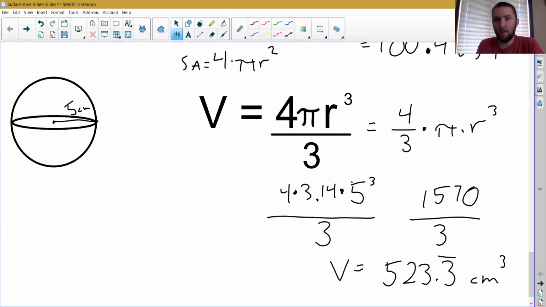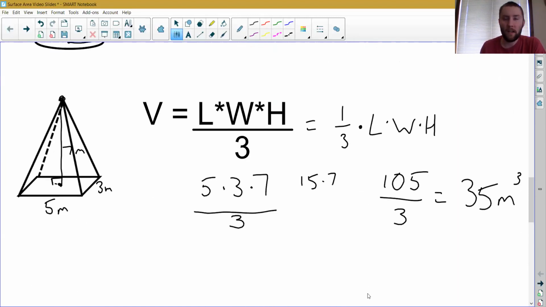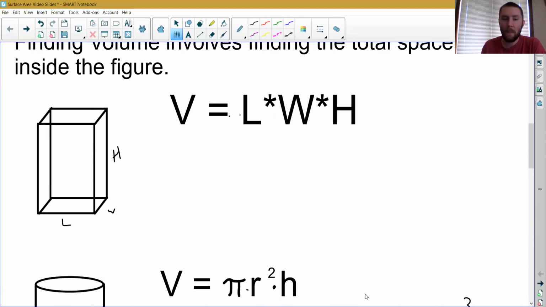We now have a formula for each of our different types of three-dimensional solids. If you have any questions about finding the volume of a sphere or a cone or a rectangular pyramid or a cylinder or a rectangular prism, please let me know.